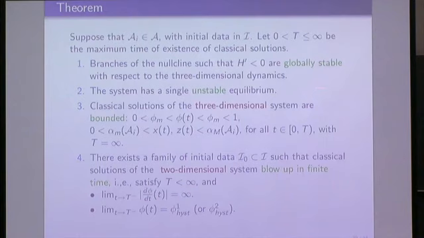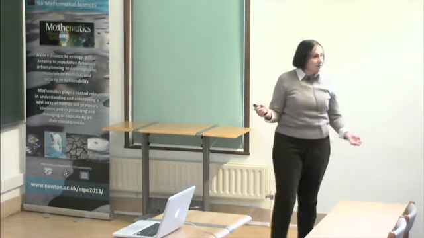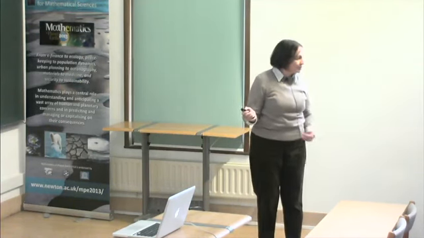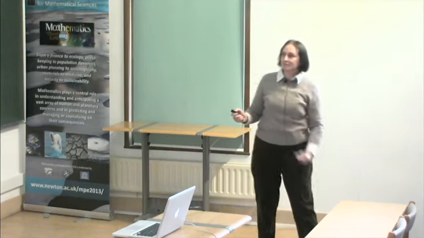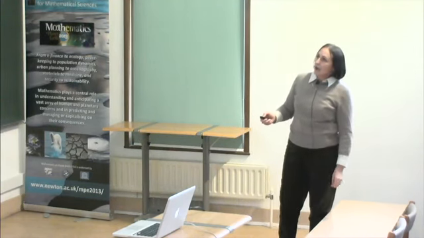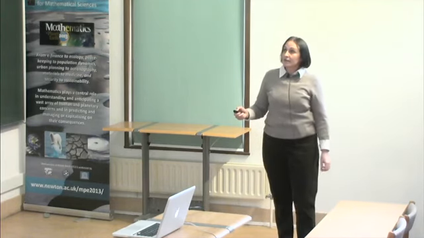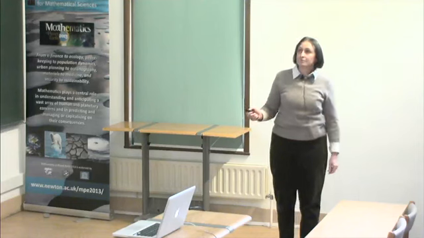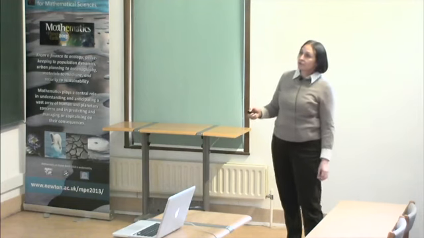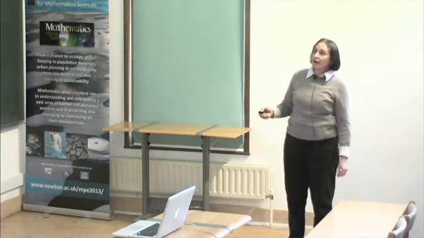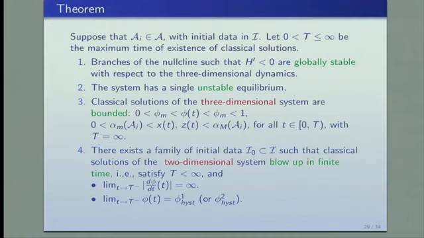It means that solutions to the three-dimensional system get very, very close to the solutions of the slow manifold, the two-dimensional manifold. And also, the system has a single unstable equilibrium. Now, also the classical solutions of the three-dimensional system are bounded. So in particular, the volume fraction stays clearly away from 0, which would be an extremely swollen state, and 1, which would be an extremely dry state.